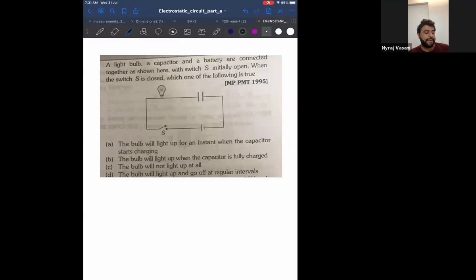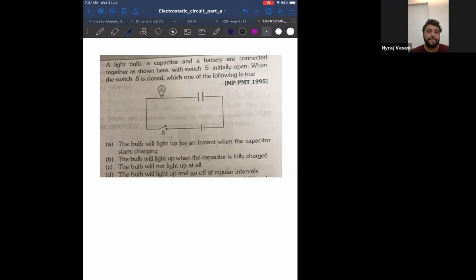A light bulb, a capacitor, and a battery are connected together as shown here, with the switch S initially open. When the switch is closed, which of the following is true? Last class we did something about inductor. Inductor first behaves like a broken wire, and then it behaves like a normal wire. Capacitor behaves exactly opposite. Capacitor initially behaves like a smooth wire, but then it behaves like a broken wire.